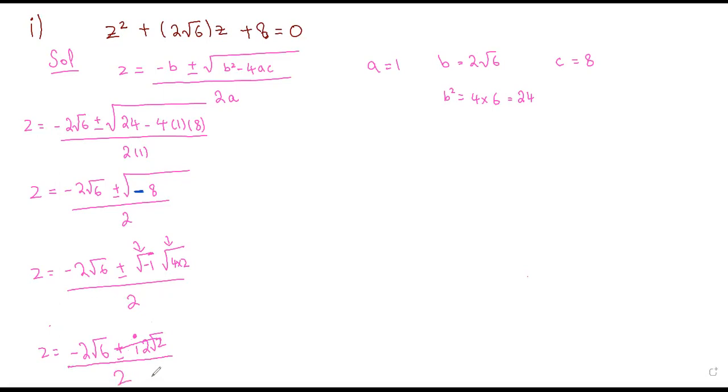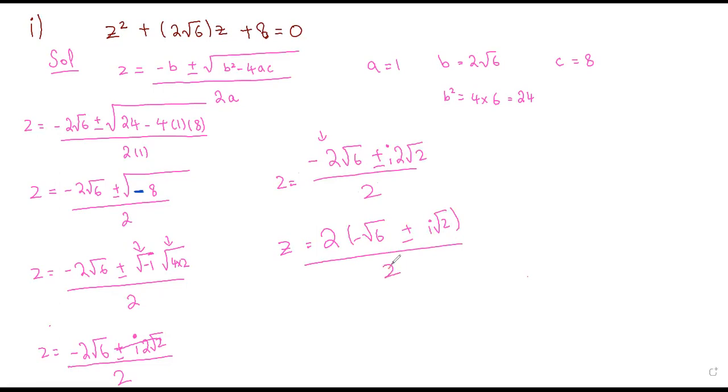Divided by 2, and now I can write it as minus 2 under root 6 plus minus 2 under root 2, and here's my iota divide by 2, because I've written down the step again because my pen was not working there. Okay, now I can take the 2 common in the numerator. So that would make it under the root 6 plus minus iota under the root 2 divided by 2, and this 2 and this 2 is cancelled.